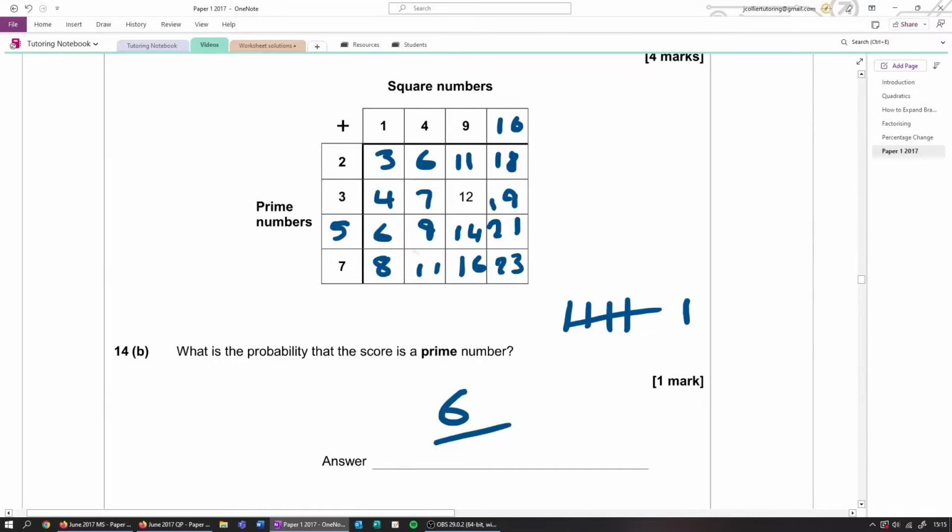And how many total outcomes are there? Well, there is 1, 2, 3, 4, 5, 6, 7, 8, 9, 10, 11, 12, 13, 14, 15, 16. So 16 is our denominator here. And what this is saying is 6 out of the 16 are prime, so that is our probability. This could also be written as 3 over 8 if I divided the top and bottom by 2 to simplify it.